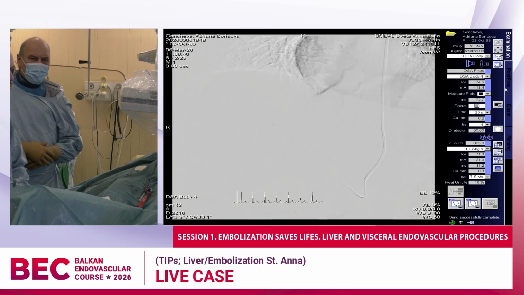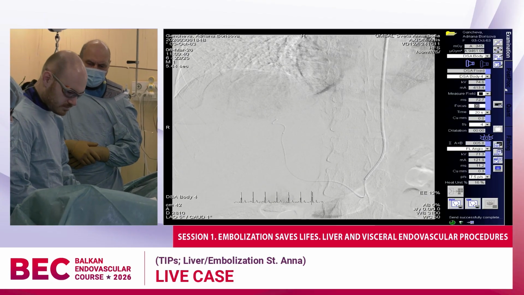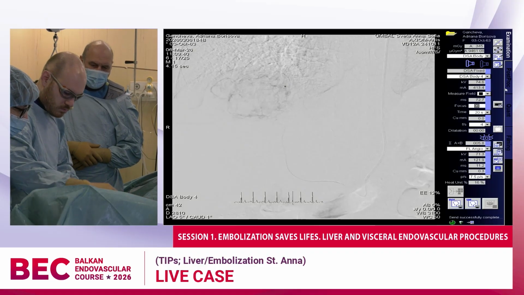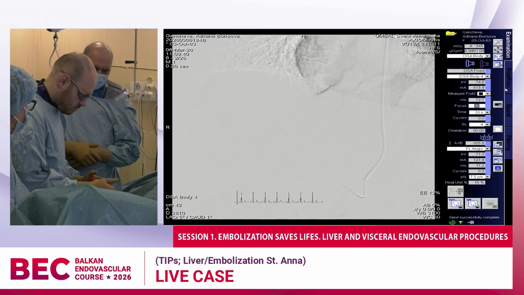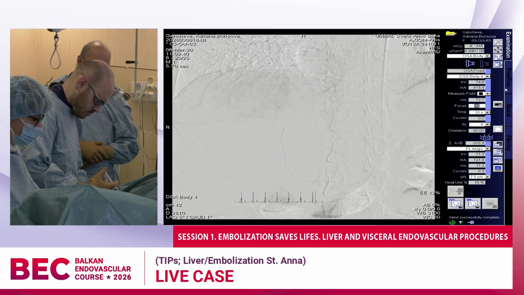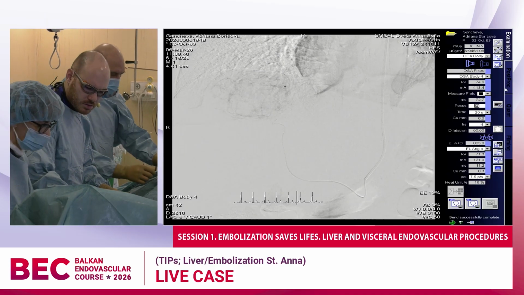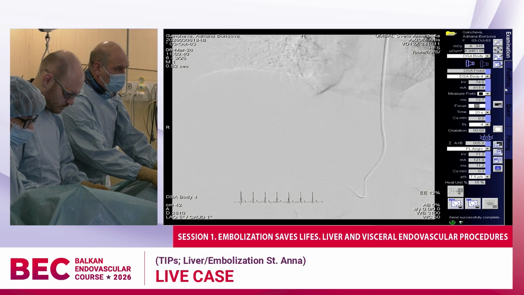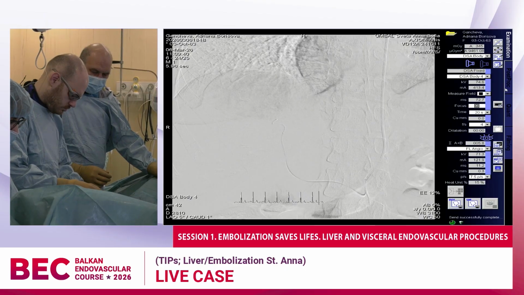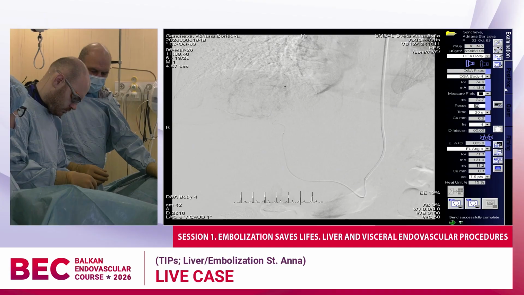Okay, now I think I'm quite selectively inside the feeding vessel. Yes, very nice. And we will start to inject very slowly the spheres now. We loaded 1 cc. We diluted it with half contrast and water. It's very important for the injection to be slow, so we don't want to block a feeding vessel very quickly. In some places they would even do it with the injector.